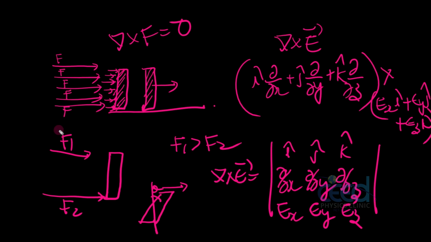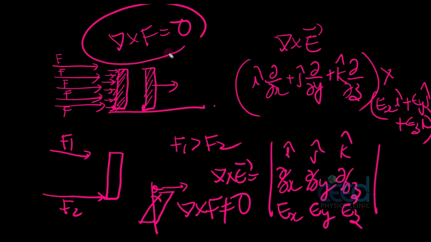So that means del cross F is not equal to 0, and that case is rotational. In the earlier case, del cross F equal to 0, we call it irrotational. And del cross F not equal to 0 is rotational. Okay, that is the physical significance of this curl.